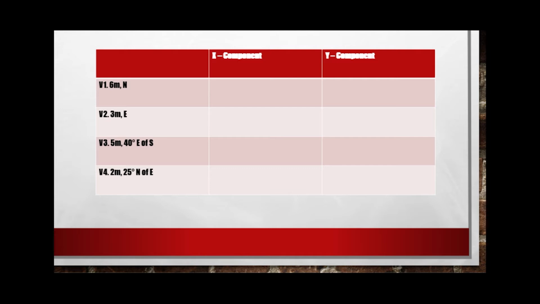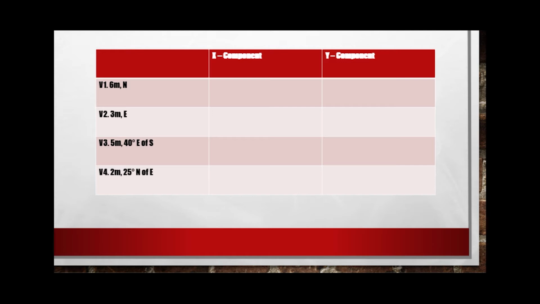I have four vectors and let's add them. Vector 1, 6 meters north. Vector 2, 3 meters east. Vector 3, 5 meters 40 degrees east of south. Vector 4, 2 meters 25 degrees north of east.